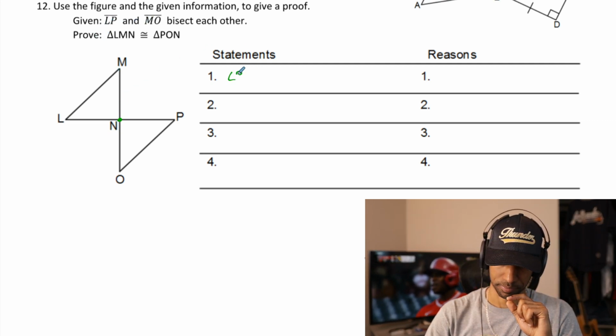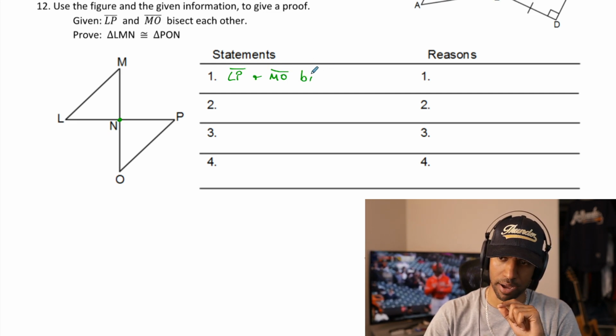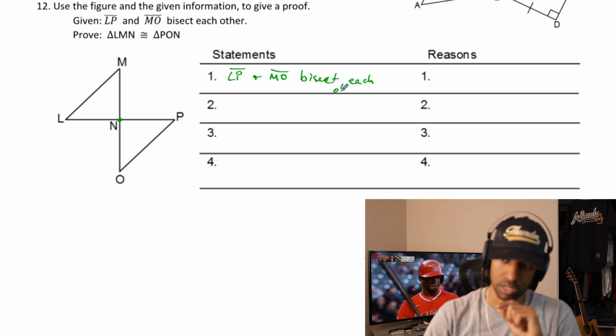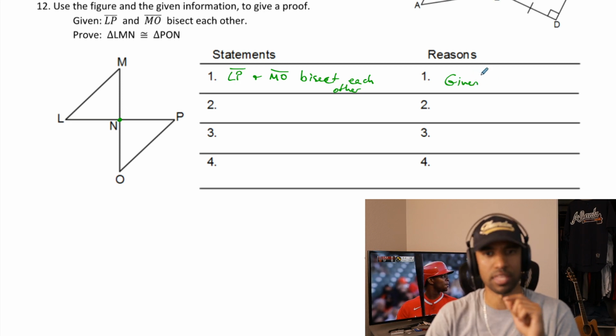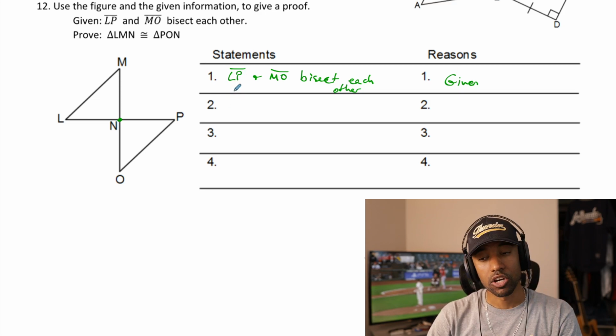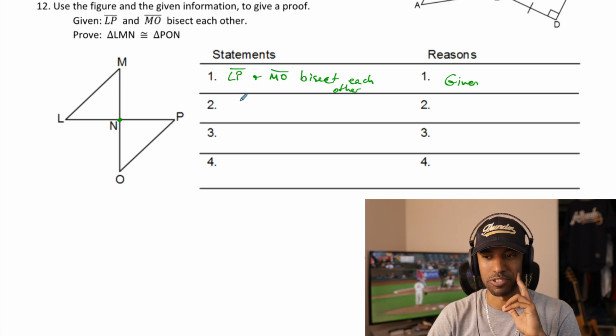Segments LP and MO bisect each other. Whoa, each other. That's given. I'll be honest, I think I need more than 4 steps. I think I need at least 5 steps for this thing. But it's given that they bisect each other. I could write 2 things in 1 step if you truly want me to. That's totally fine. We'll save it as 4 steps.